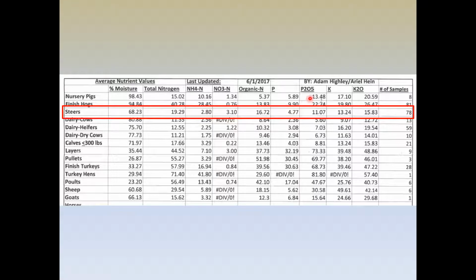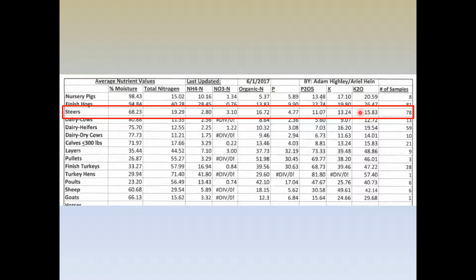Now, we're at phosphorus. Do we use the P number here or do we use the P2O5 number here? Well, the answer is we would use P2O5 at 11.7. And here we go, K2O versus K. We use the K2O number when we're looking at the nutrient content.